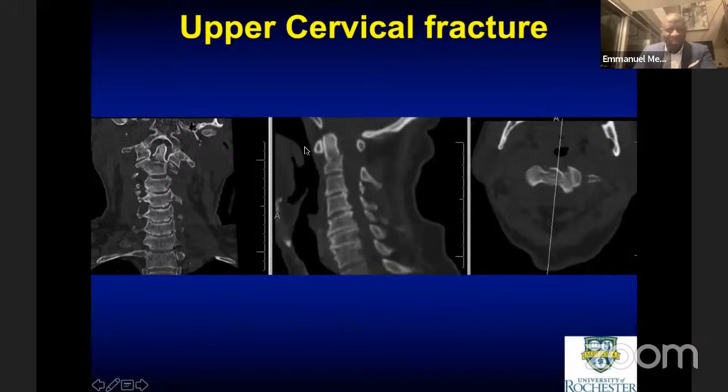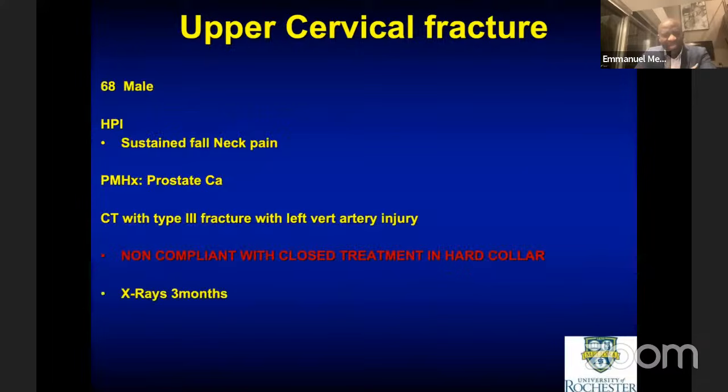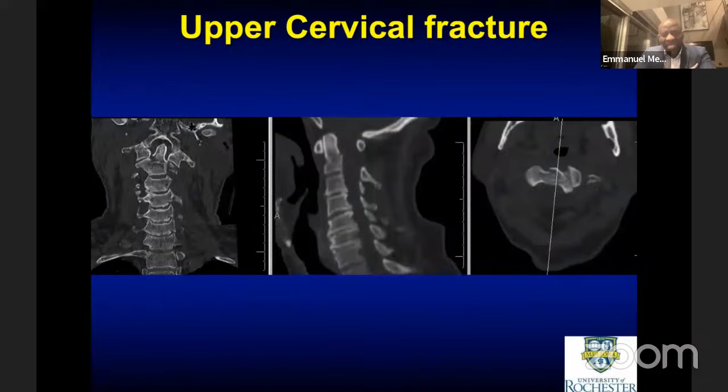Treatment options were discussed with the patient. I'm just scrolling through the CAT scans here. So he has a comminuted fracture. He was completely neurologically intact, with no significant neck pain. So treatment options were discussed with the patient, and the patient opted to proceed with treatment in a rigid collar.